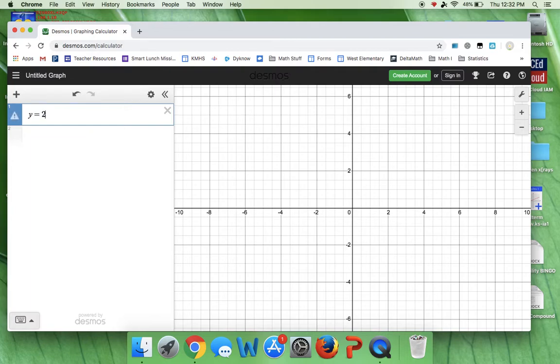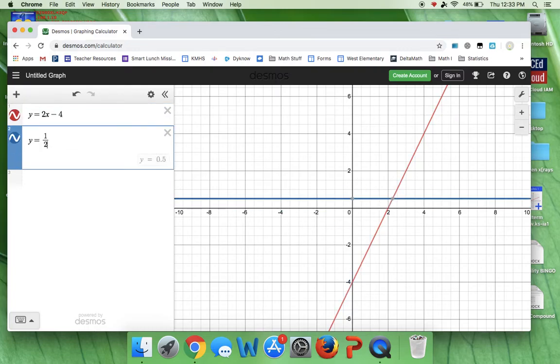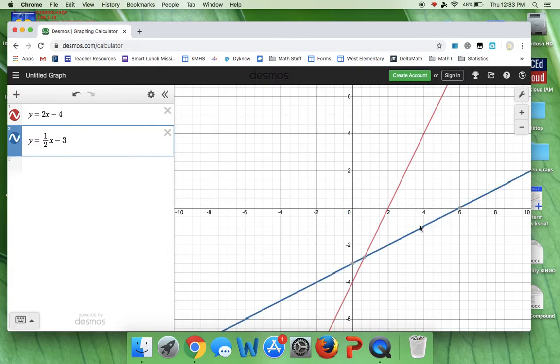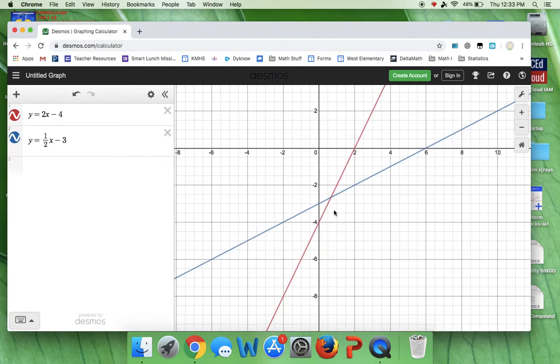So we've got two equations. I'm just going to make up a line, 2x minus 4, and a line of 1/2 x minus 3. All right, so it's graphed my two lines. One's in red and one's in blue. So I can move my graph so I can actually see that point of intersection.